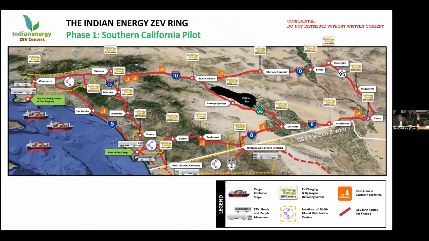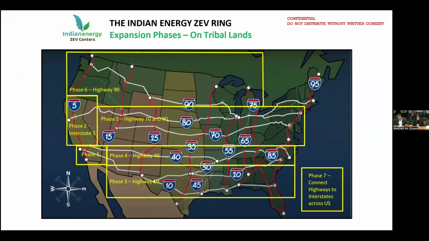Each one of the Indian Energy ZEV Center logos on the screen represents a ZEV Center throughout the ZEV ring. This next slide shows the build out of phases over the next 10 plus years, once phase 1 pilot is installed and proven, to be able to show the expansion across our highways across the US and then focus on connecting the interstates.